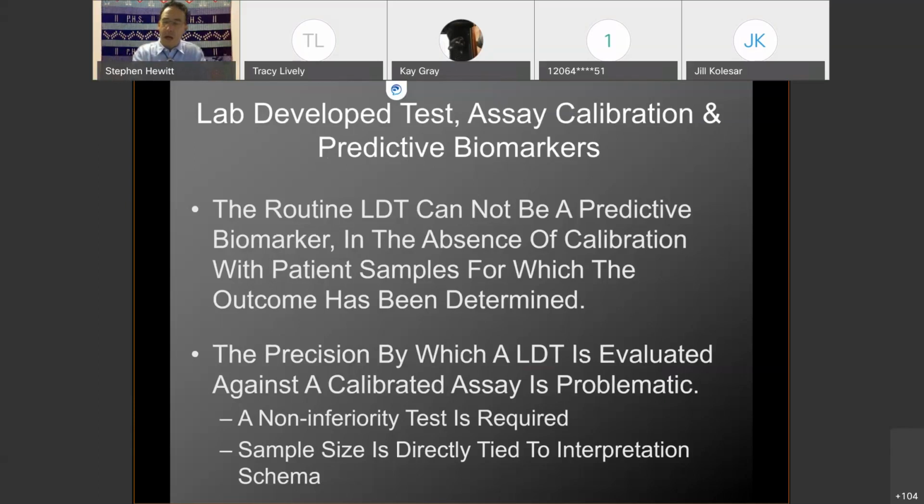Non-inferiority testing is not required. It's not really the best way to deal with this. The FDA continues to struggle with this, but it's something that is going to continue to be a major issue across the development of predictive biomarkers.